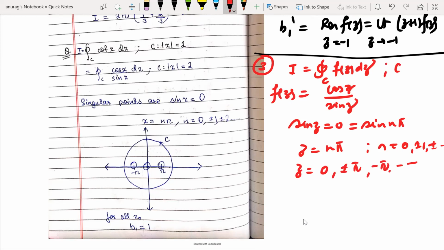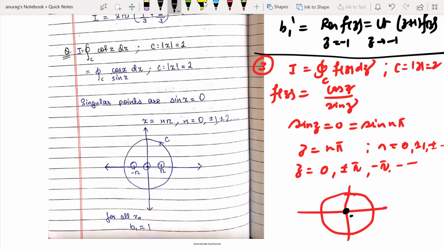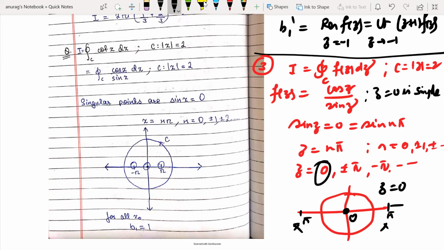But if you see, the circle is mod z equal to 2. If you draw the mod z equal to 2 circle, the radius is 2. So therefore 0 is lying inside the circle, but pi and minus pi are outside. So other singular points are not lying here. So the only singular point is z equal to 0. And we know that z equal to 0 is a simple pole, because sin z has z equal to 0 as a simple zero. Therefore, its reciprocal function will have a simple pole. You can see my previous lectures.